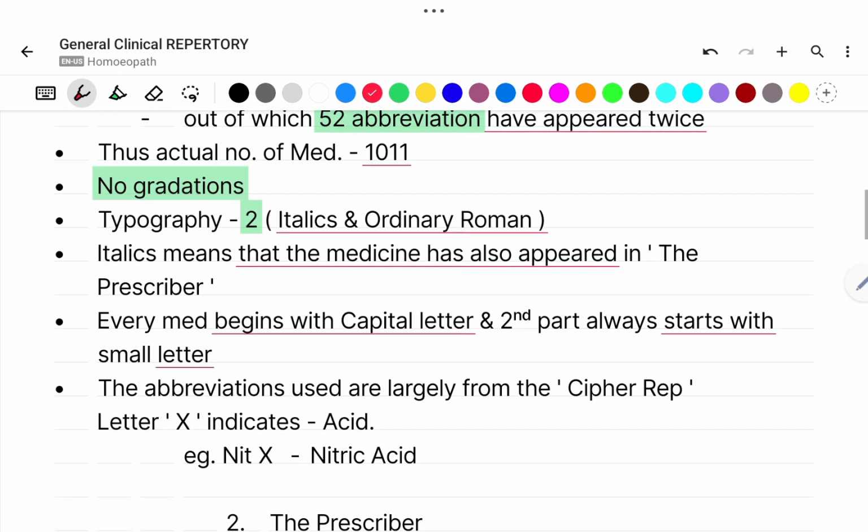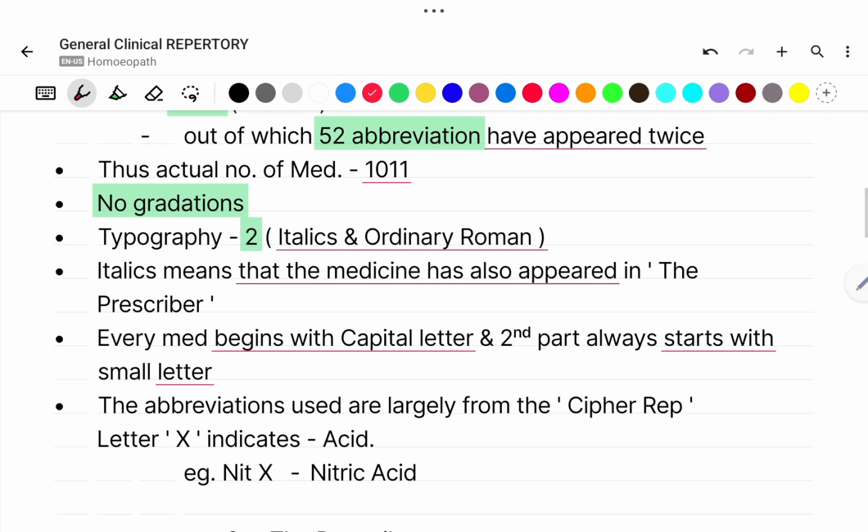The abbreviations used are generally from the Cipher Repertory. For example, letter X indicates acid in this repertory. So Nitric X means nitric acid.